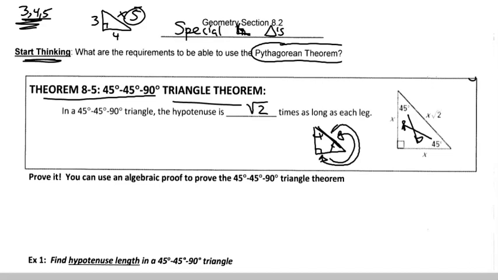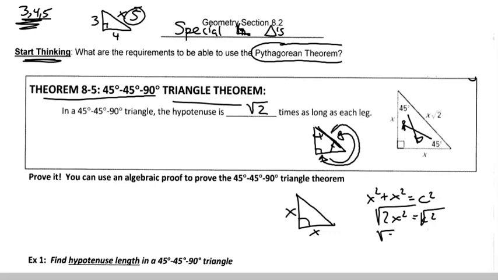Now you can easily use the Pythagorean theorem on this, because if this is x and that is x, and we wanted to know what the other one was, well, x squared plus x squared equals c squared, 2x squared equals c squared. Then at this point, you would take the square root of both sides, and you end up getting the square root of 2, and the square root of x squared just gives you x. So if that's x and that's x, then this one over here is going to be square root of 2 times x.